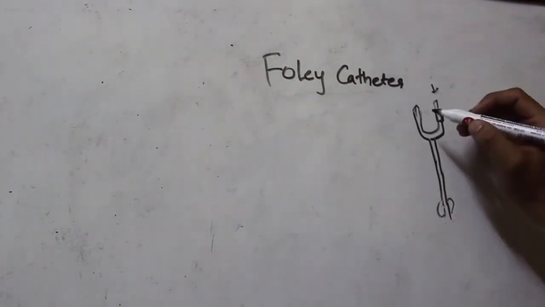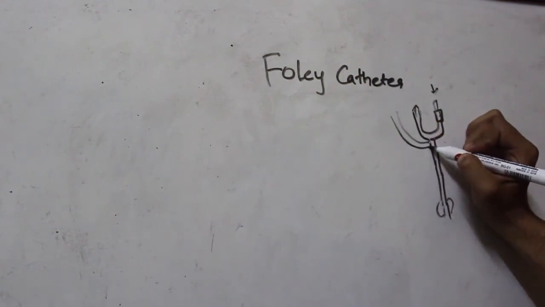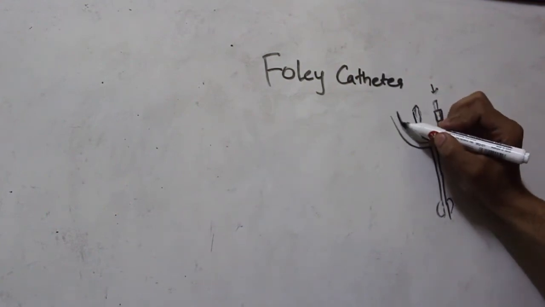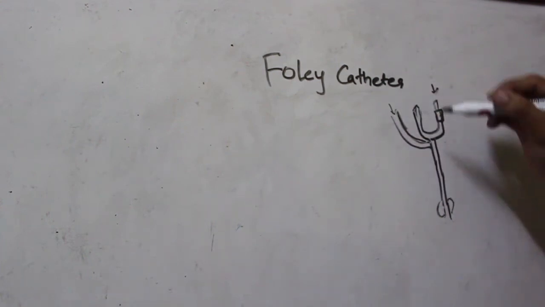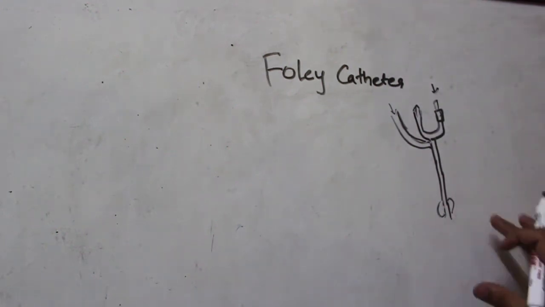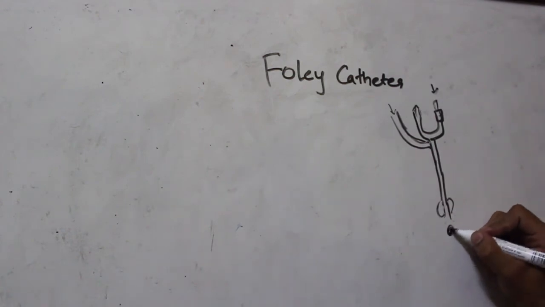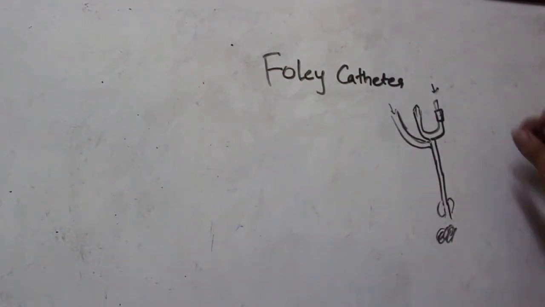Another type of Foley tube is also present, which is called a three-way Foley tube. It contains an extra tube which is used for irrigation purpose. This extra tube helps in irrigation of the urinary bladder. It can be of use during blood clots or during frank hematuria.